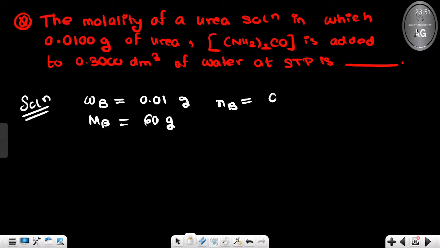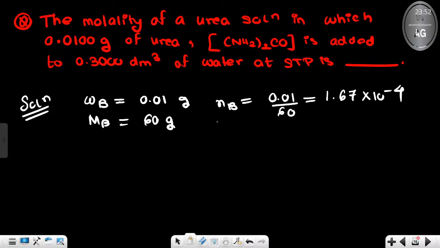Number of moles of urea will be 0.01 divided by 60. Okay, 0.01 divided by 60 means 1.6... 1.67 into 10 to the power minus 4. Okay, 1.67 into 10 to the power minus 4 will come.